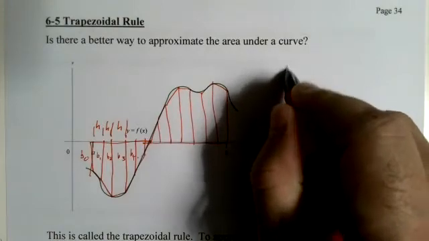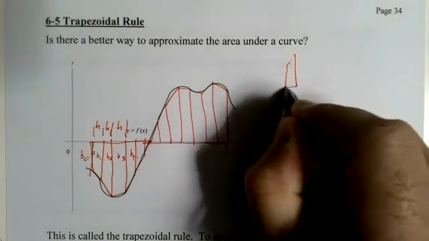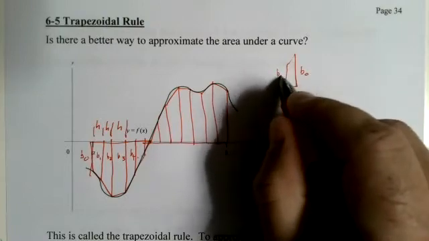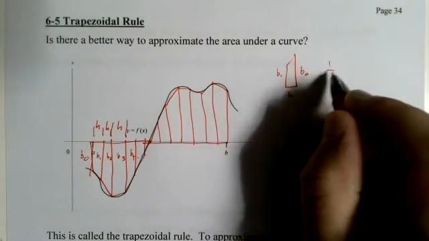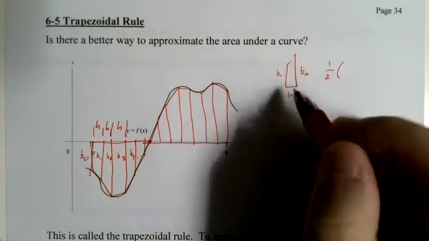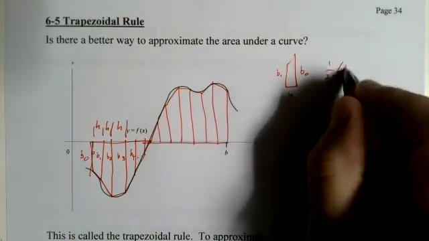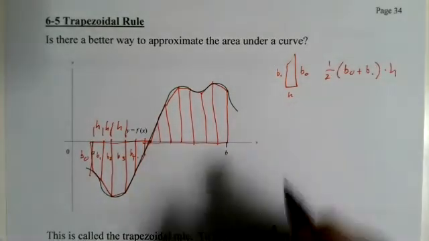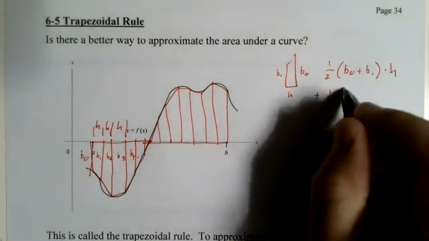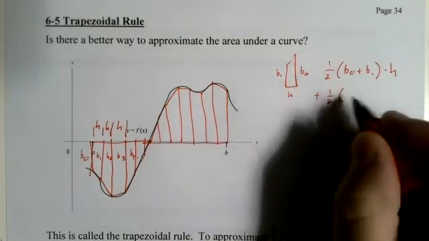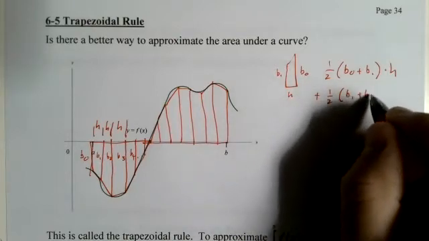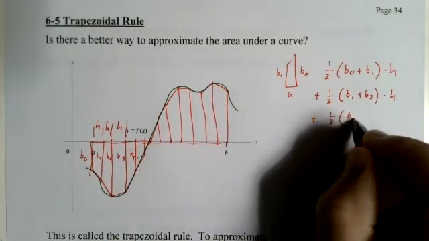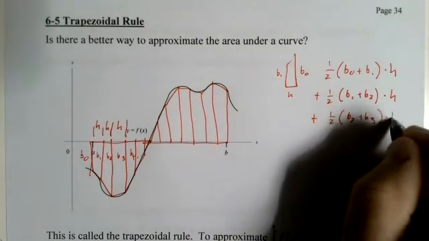So the area of a trapezoid, you may remember, you might not. If this is base naught and this is base 1, with h as the height, it's the average of the bases. Wait a minute, standing up, how can they be bases? Yeah, well, deal with it. Times the height. The next one would be 1/2 b1 plus b2 times the height, plus 1/2 b2 plus b3 times the height, plus and so on.